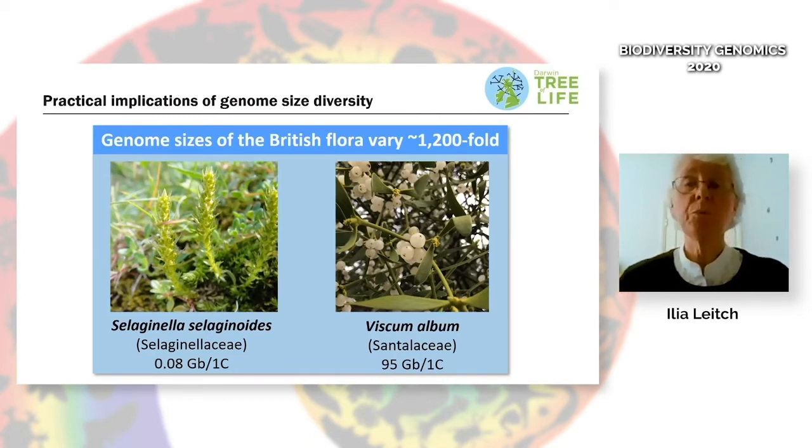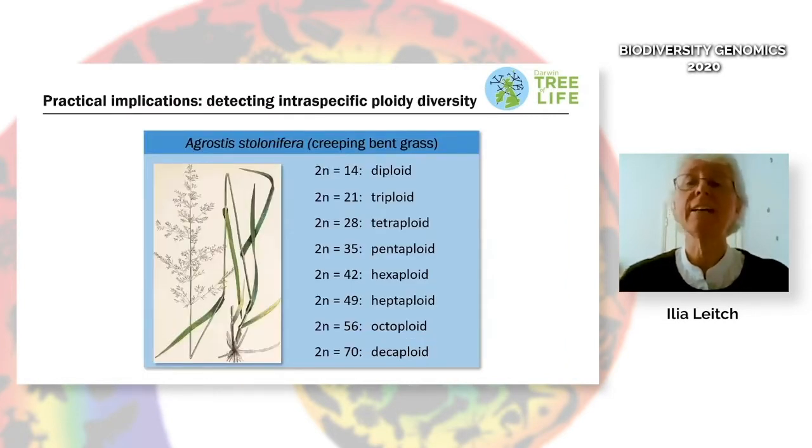But this is one practical implication, but I also just want to highlight another aspect of plants, and that is the occurrence of intraspecific ploidy diversity. So that is the presence of different individuals of the same species having different ploidy levels. And here is an example in a grass, Agrostis solanifera, where 8 different ploidy levels have been reported within this one species. Now, you can see it's very easy actually to use genome size estimations to distinguish between these different ploidy levels, because something like a tetraploid will have double the genome size of a diploid.